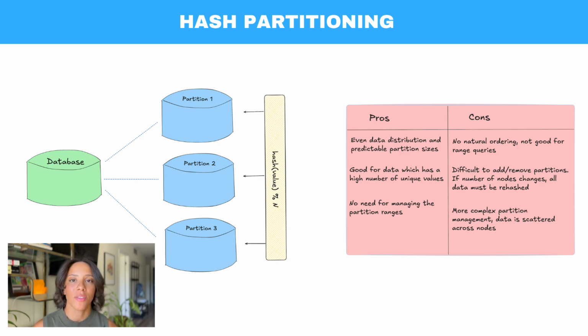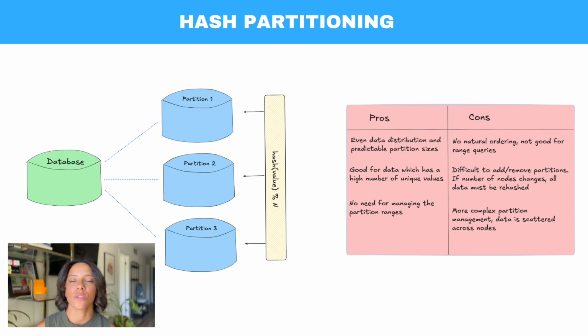So this approach is better than range partitioning for data that has a high number of unique values. We're able to take the key and assign it to one of n partitions. Because the hash function is random, this also ensures that we have an even distribution of data. And we don't really need the extra effort of managing the partition ranges. Now, the downfall of this hash partitioning is that we don't have the nice ability to do range queries because the data is not in any sorted fashion within the node.